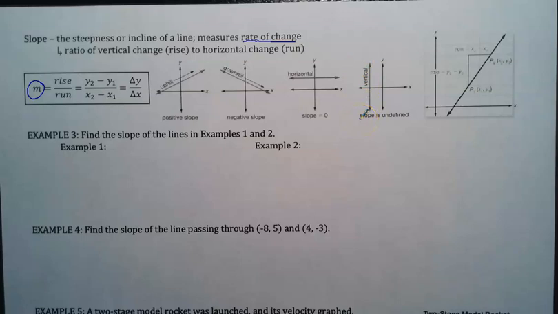Okay, if you have a graph, we have it marked how you can find the slope on your graph from 2 points. Remember, you check your rise or your change in y, and you write that over your change in x. So all those different ways that you have seen this before. Okay, so let's look at example 3. It says find the slope of the lines in examples 1 and 2.